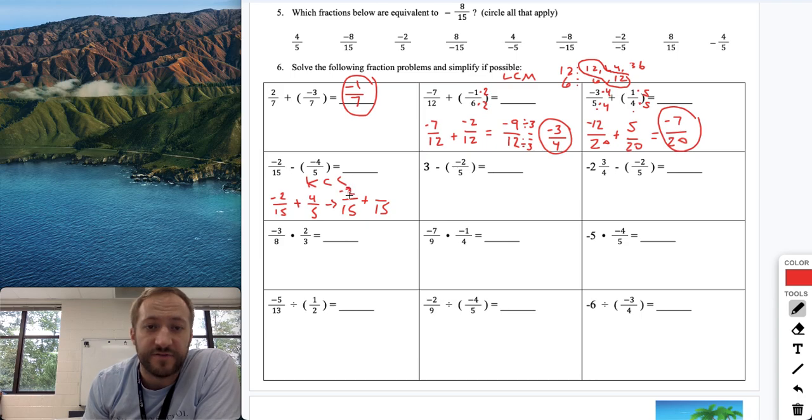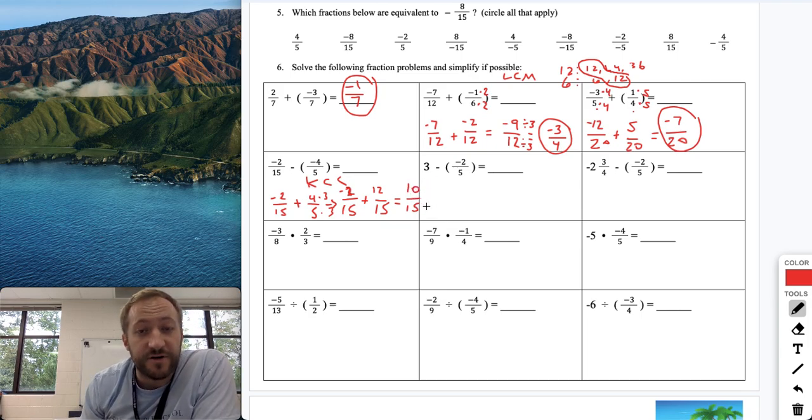Oops, -2. 5 into 15, I had to multiply by 3. So whatever I do to the bottom, I have to do on the top. 5 times 3 gives me 15. 4 times 3 gives me 12. Now, whenever I add these up, I have the same denominators that'll stay in my answer, 15 and 15. Add the numerators, -2 plus 12 gives me +10.